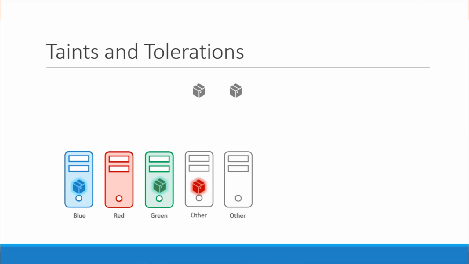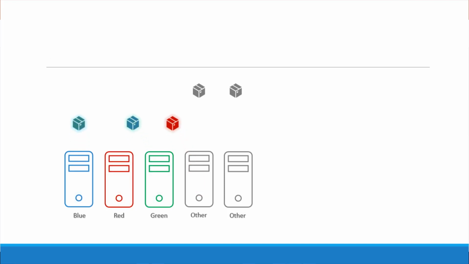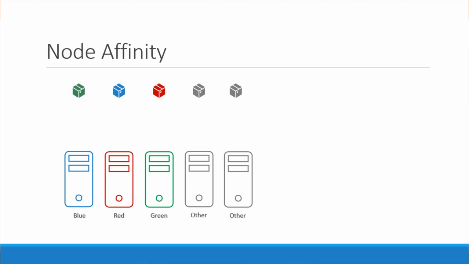Let us try to solve the same problem with node affinity. With node affinity, we first label the nodes with their respective colors: blue, red, and green. We then set node selectors on the pods to tie the pods to the nodes. As such, the pods end up on the right nodes.